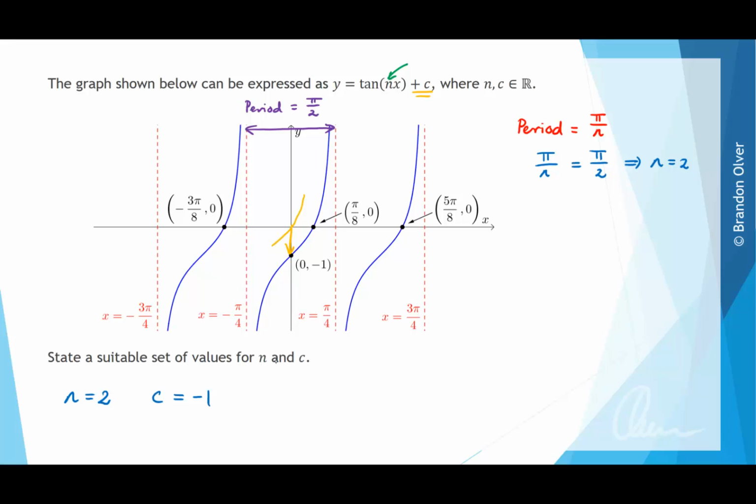So the suitable set of values of n and c is n equals 2 and c equals -1. And not that we're required to do this for this question, but that would give a rule of y equals tan of 2x minus 1 that describes this particular tan graph.